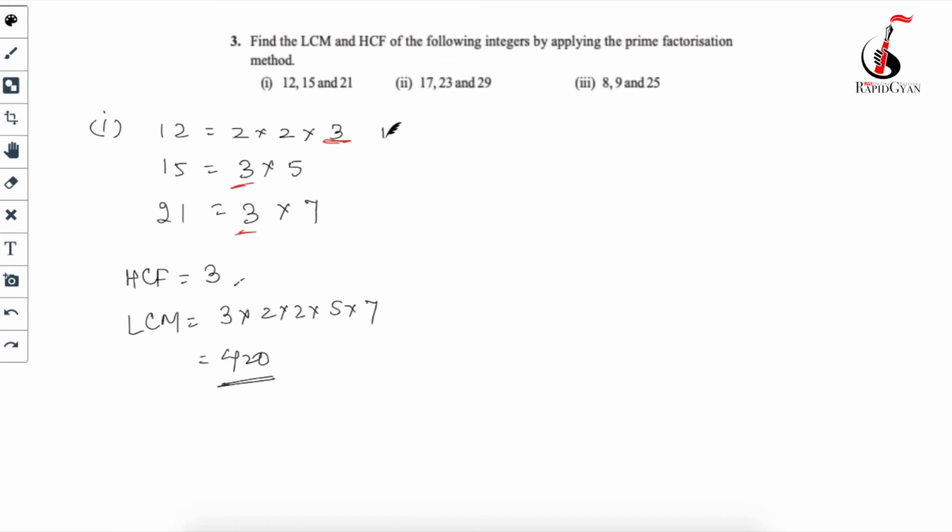Okay, let's do the second question. The second question is 17, 23 and 29. 17 is a prime number, so when there is no factorization, we simply write it as 17 times 1. For 23, again, 23 is a prime number, so 23 times 1. And 29 is also a prime number, so it will be 29 times 1.